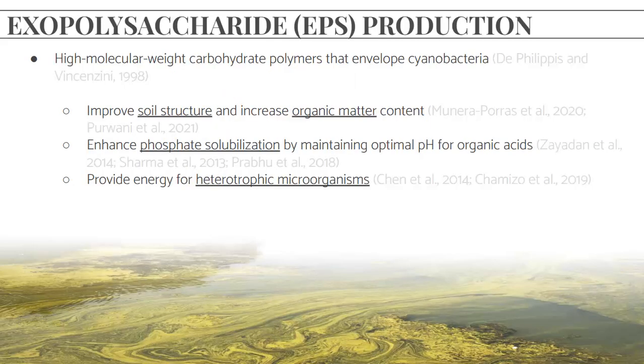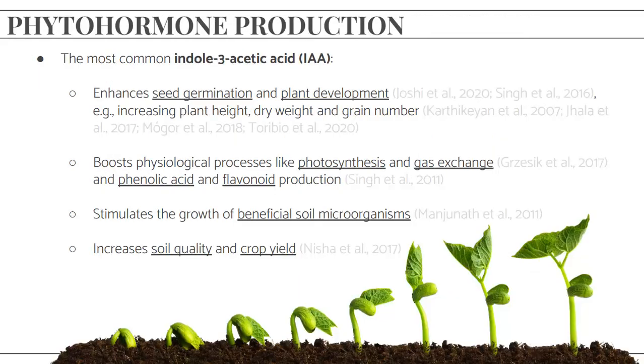Exopolysaccharide or EPS production is another plant growth promotion trait. They are high molecular weight carbohydrate polymers that envelop cyanobacteria. They improve soil structure and increase organic matter content, enhance phosphate solubilization by maintaining optimal pH for organic acids, and provide energy for heterotrophic microorganisms that might also benefit the plant.